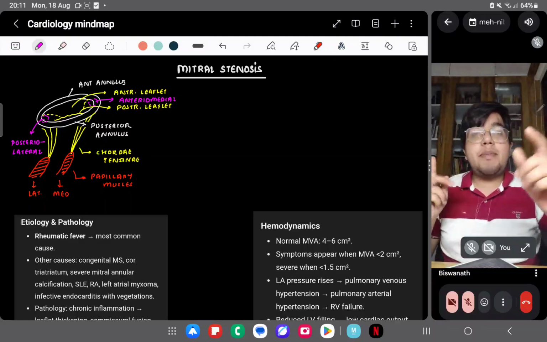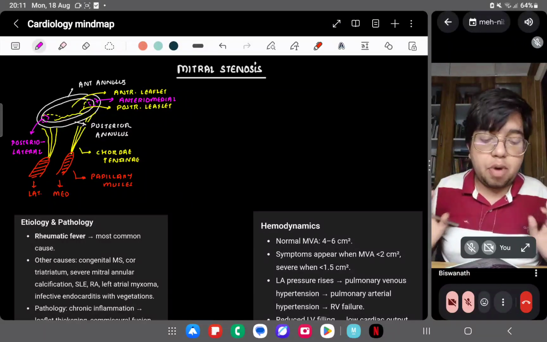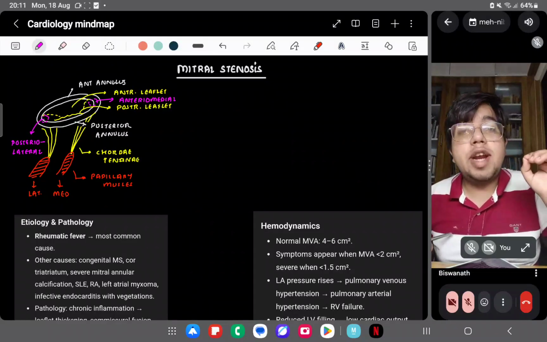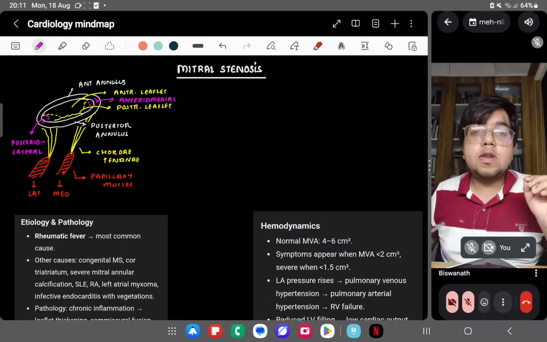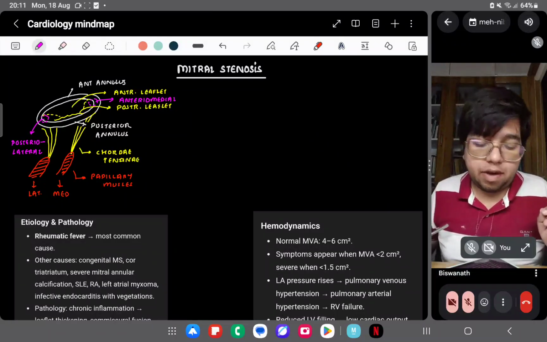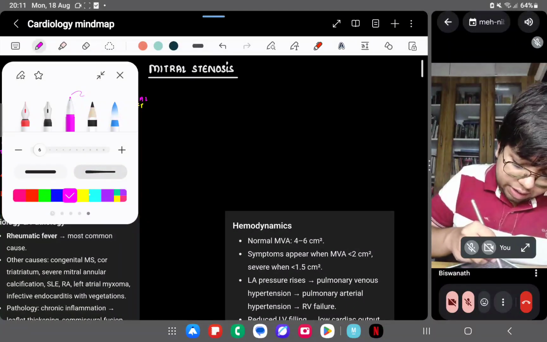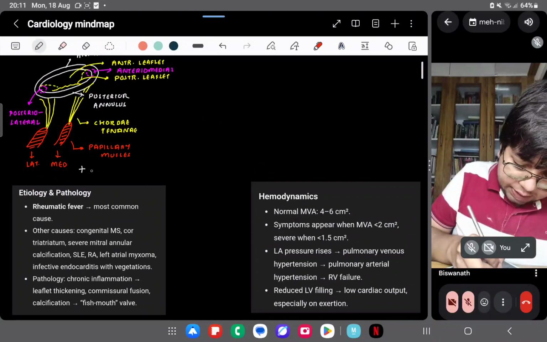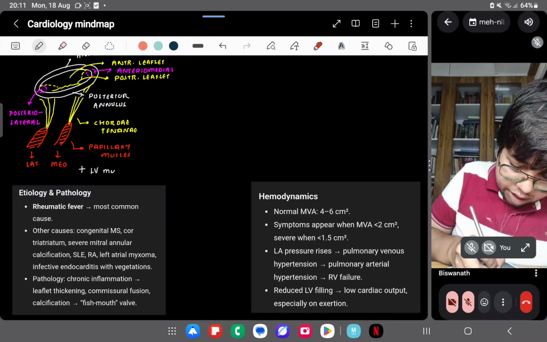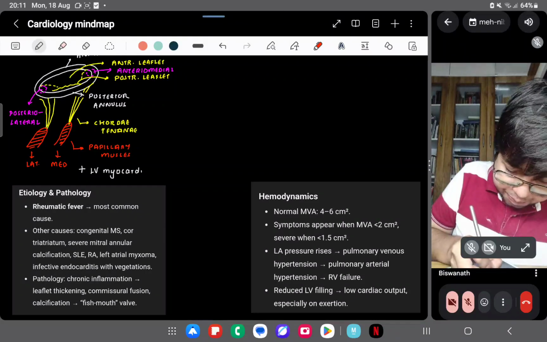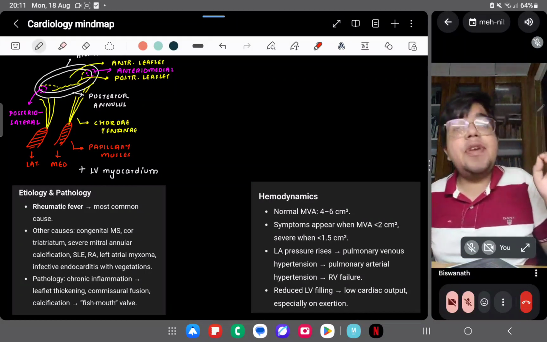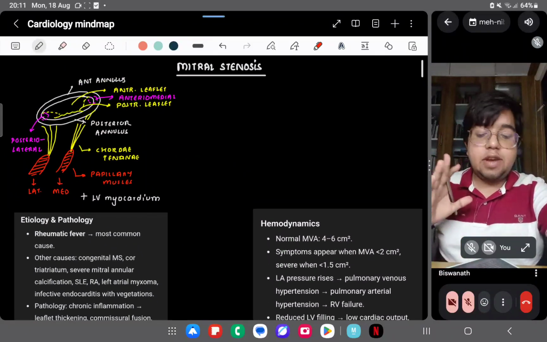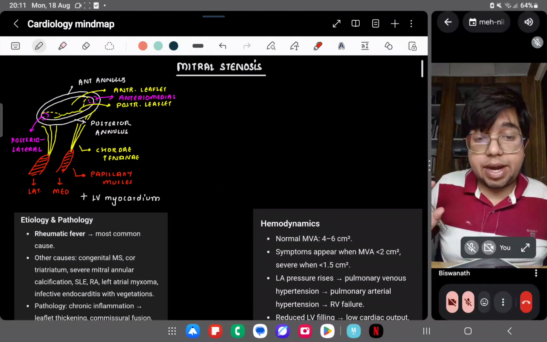Very importantly, some authors write that the left ventricular myocardium is also considered to be a part of the mitral valve. So along with it we have the left ventricular myocardium, which is a part of the mitral valve. So here we saw the morphology of the mitral valve.